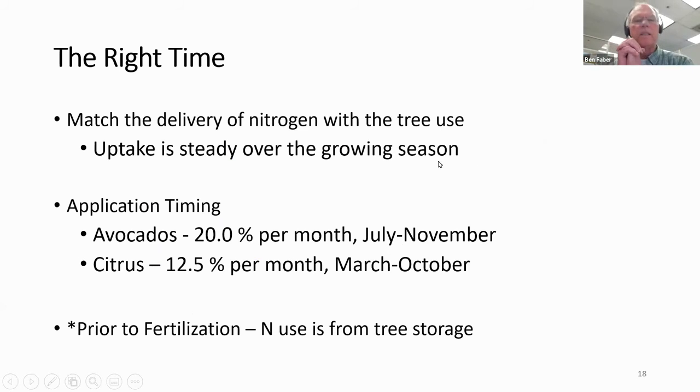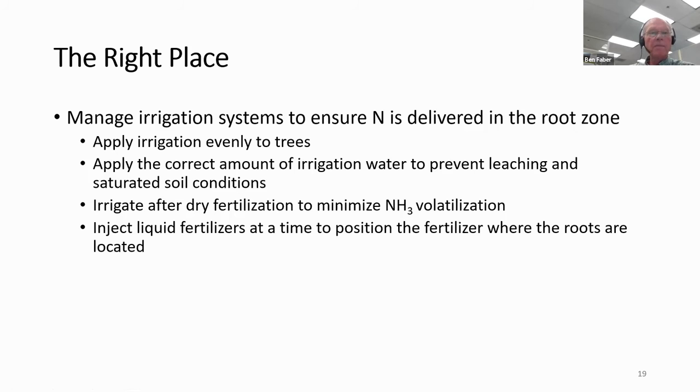The right time, we want to match the nitrogen delivery rate. One of the issues in coastal climate is we do have a type of winter when the trees are quiescent, when plant demand for nitrogen is lower. So our optimum application times for nitrogen are in the period of late spring through summer and into the early fall. And we just avoid it when soils are cold in winter, late spring or late fall.